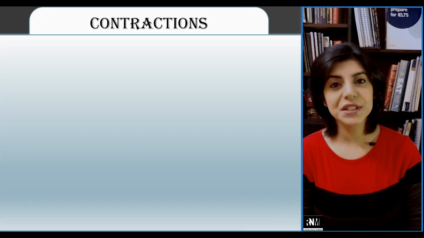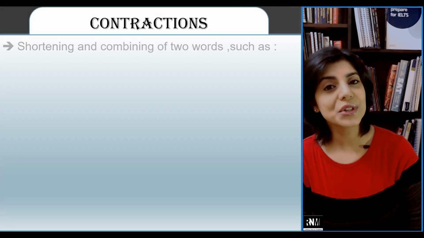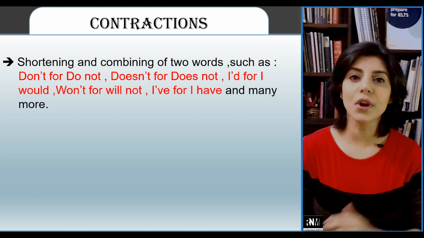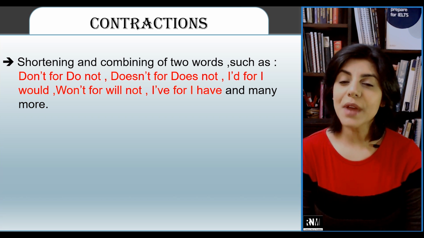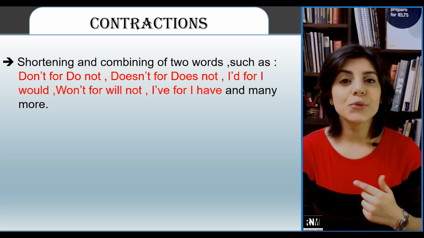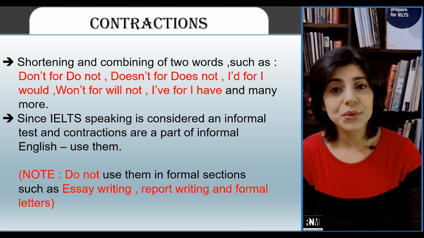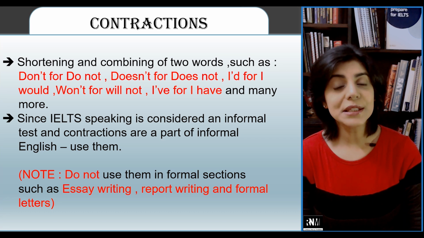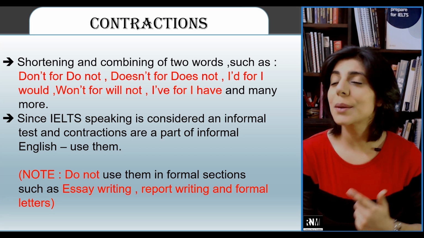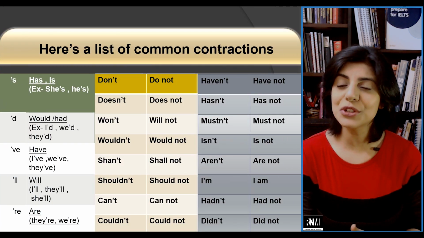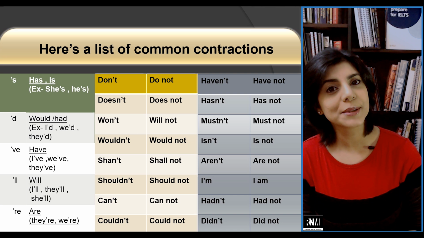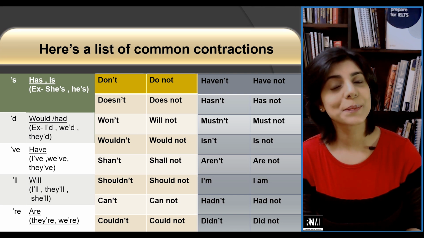You'll also fetch marks on pronunciation on using contractions, which is shortening and combining of two words, such as don't for do not, doesn't for does not, I'd for I would. For instance, instead of saying I would like to talk about, say I'd like to talk about. Since IELTS speaking is considered an informal test, and even contractions are a part of informal English, use them. Here's a list of common contractions. You can pause the video and click its picture so as to practice speaking them in daily routine to be able to speak them naturally in the test.